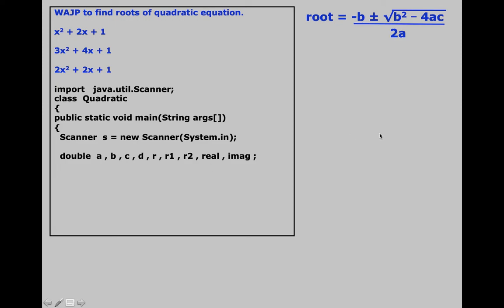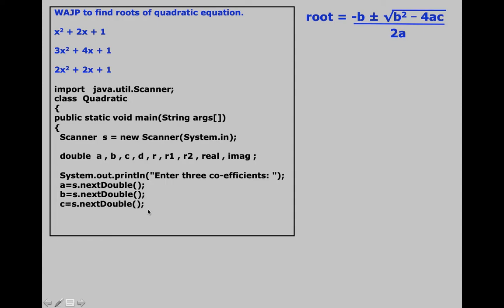So now tell me, what will I ask the user? I'll ask the user to enter 3 coefficients. Now recollect what you have studied in the scanner class. If a, b, c are of data type double and you want to read their values, what statement will you write? Come on, tell me. You will write a equal to, take a guess, s.nextDouble(). This D should be capital, and similarly b equal to, c equal to. Alright, so you have the values of a, b, c with you.